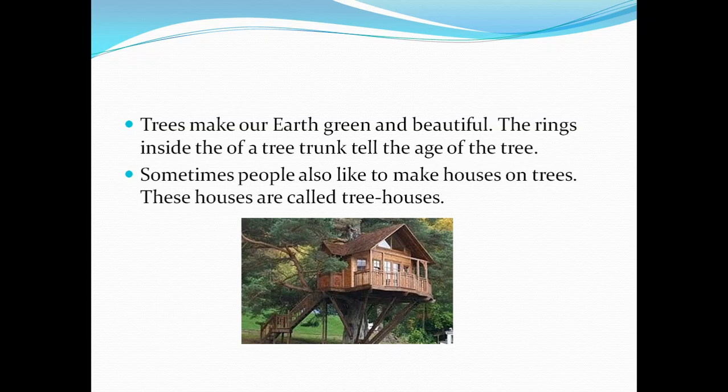Children, these are some examples that I have taken from your book only. Knows Best, okay. At the bottom of your page it is written Knows Best. I have taken these two examples from there. The ring inside the trunk of a tree indicates the age of a tree, and the houses that are made on the trees are called tree houses, okay. You can see this picture, it is one of the examples of a tree house.